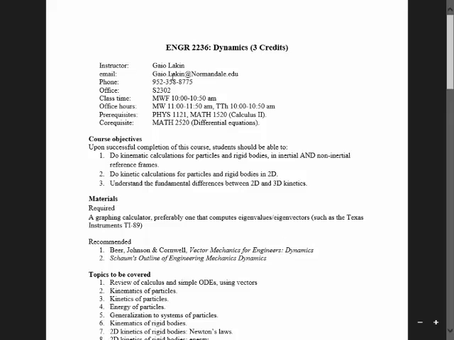There's contact information at the top. You can get a hold of me by phone, but email works better. My office is S2302. That's also the last 4 digits of my cell phone. So you only have to figure out 6 other digits to call me on my cell phone.